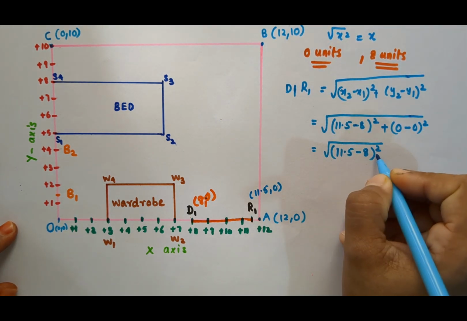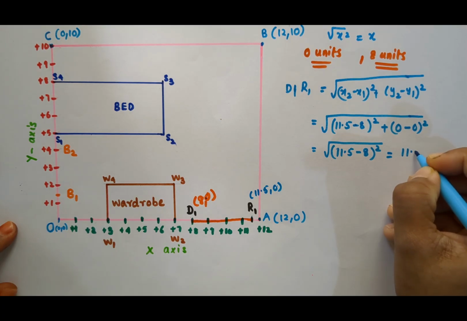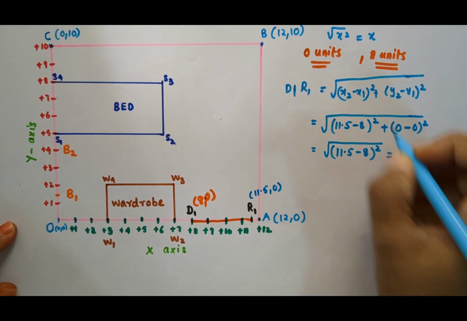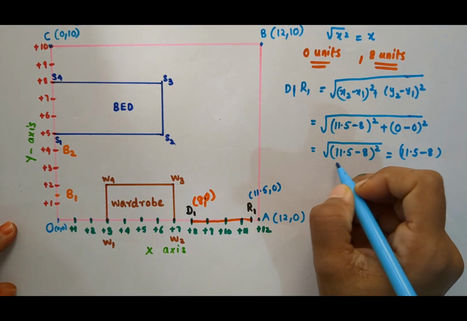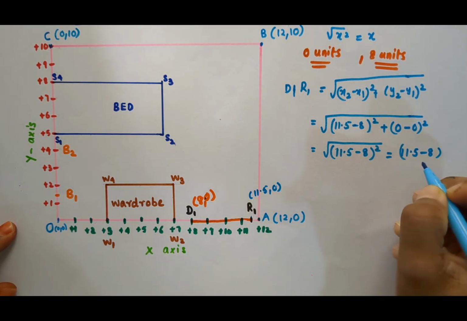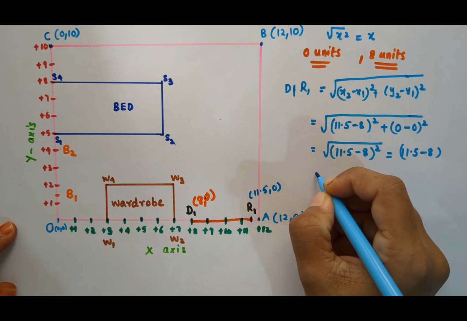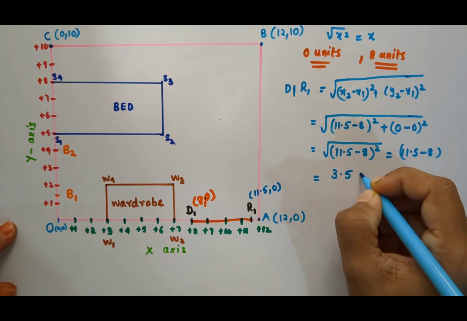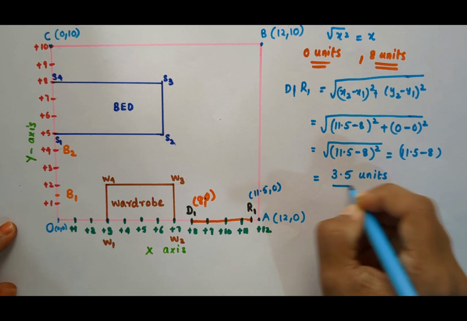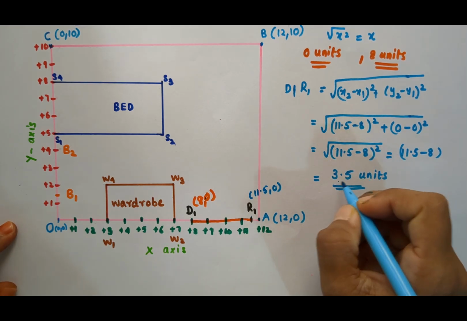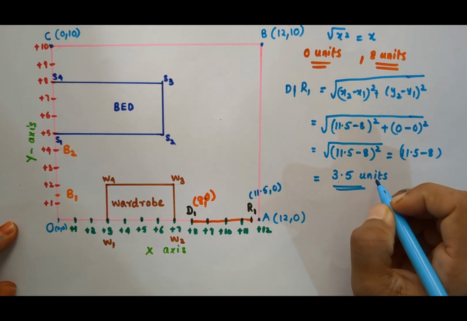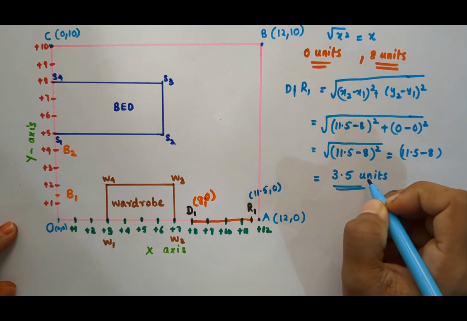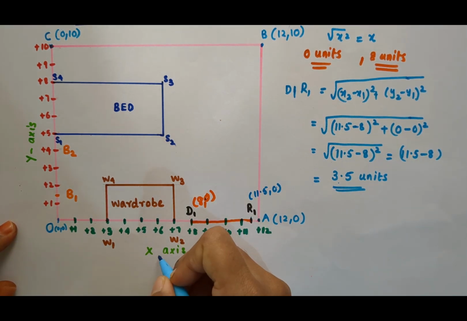Similarly, the square root of this term squared is actually equal to this term, 11.5 minus 8. The square root of x squared is x. Similarly, the square root of (11.5 minus 8) all squared will be 11.5 minus 8, which is equal to 3.5. So 3.5 units. If this unit is centimeter, we will write 3.5 centimeter. If this unit is meter, we will write 3.5 meter. So 3.5 units is the width of this door D1 R1.